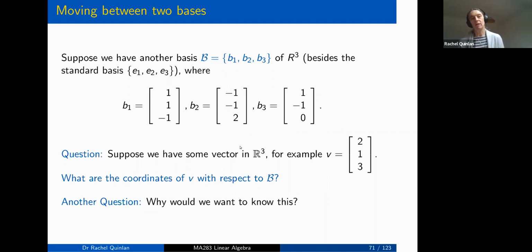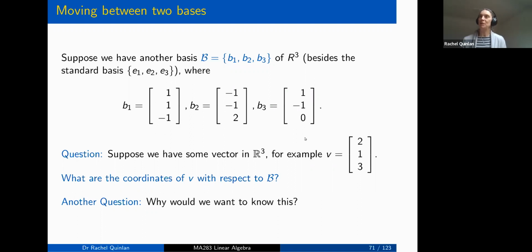Okay, and here's our question. Suppose we have any old vector at all in R3, for example, this vector (2, 1, 3). There it is written with respect to its standard coordinates. This is saying that V is 2 times the vector E1 plus 1 times E2 plus 3 times E3. And the question is, if you wanted to write V as a linear combination of the three vectors of the basis B, there should be a unique way to do that because those three vectors are linearly independent and span R3. What would its coordinates be with respect to that basis?